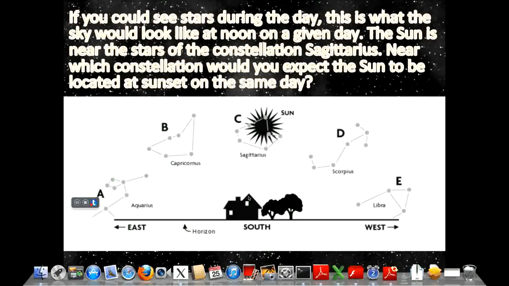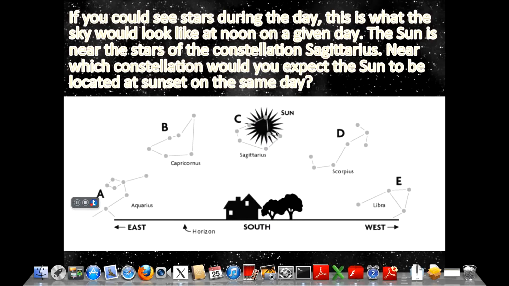Now, the last thing I want to do is just talk a little bit about if we could see the stars in the sky and we could use them to judge where the sun was, we'd be able to see something like this. So I'm looking south, I've got a horizon, I can see directly to the south, I've got an east direction and a west direction, and here are some of the stars in the sky. And the sun right now is in Sagittarius. And the question is, on the same day, which constellation would the sun be closest to at sunset?